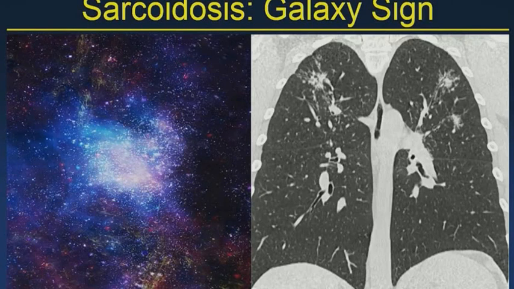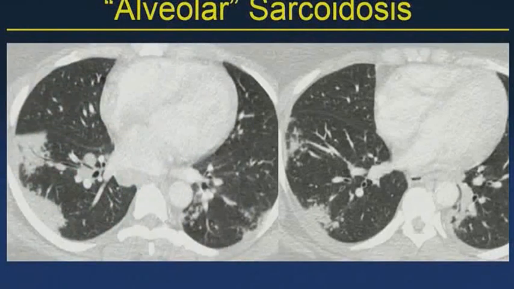Here's a galaxy with the central conglomeration of nodules and these little micronodular pattern at its periphery. Again, it's a non-specific finding, but in the appropriate clinical setting, you want to think about sarcoid in the differential. Another patient with sarcoid, in this case we have larger areas of homogeneous opacity, peripherally distributed, air bronchogram sign. We might call this pattern an alveolar sarcoidosis pattern.